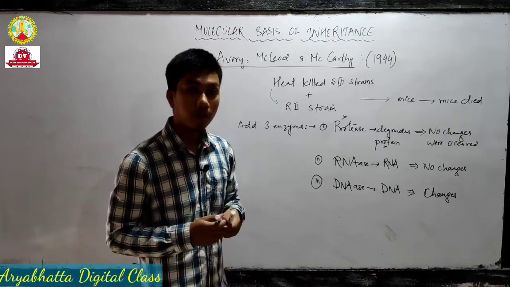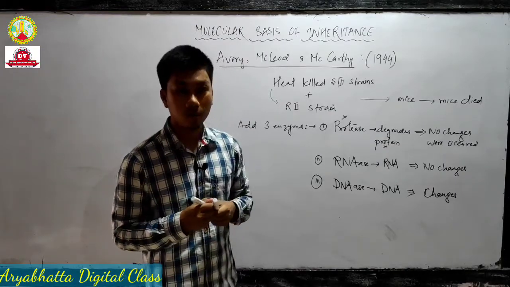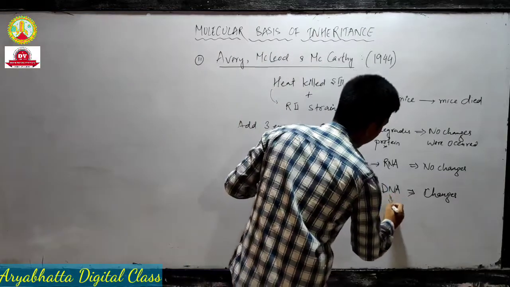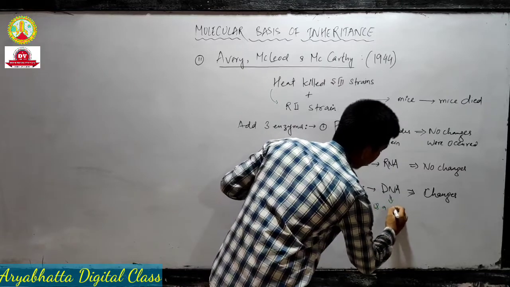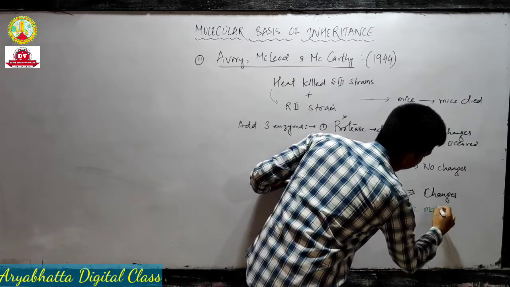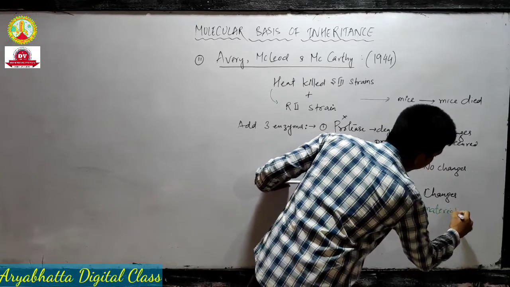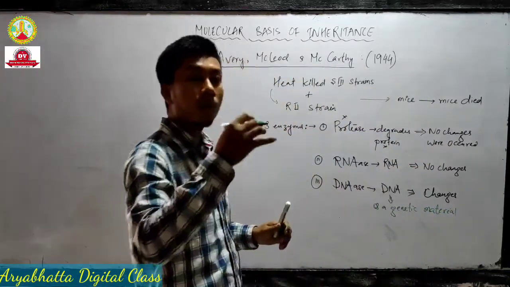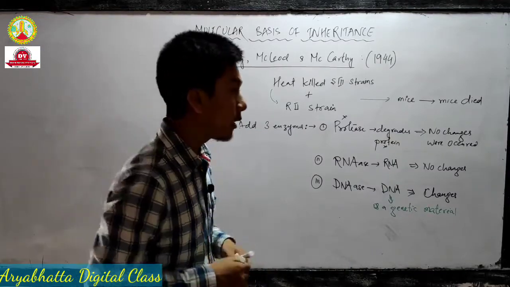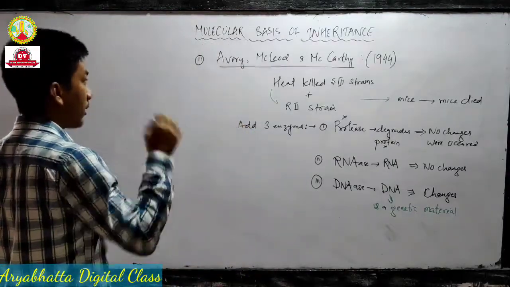So from that point of view, they came to the conclusion that DNA is the genetic material. Genetic material means that which is transferred from one body to another body, generation to generation.